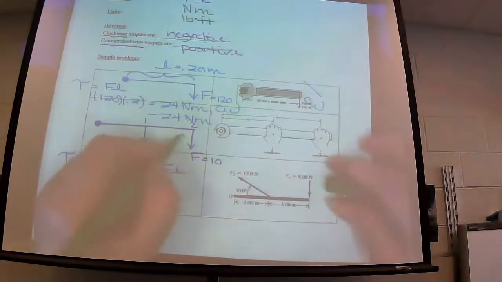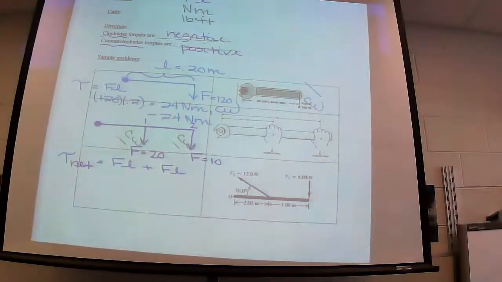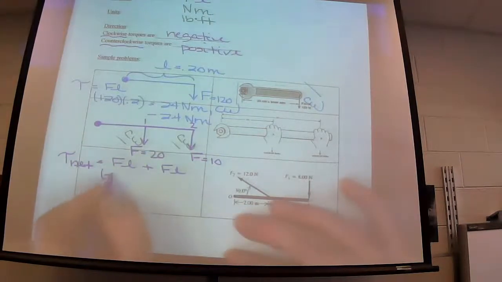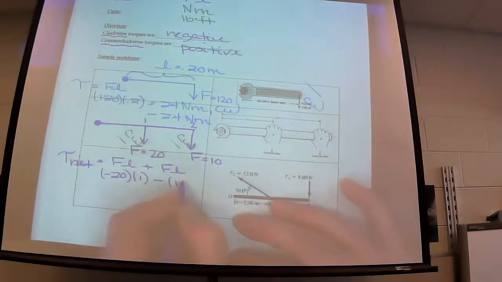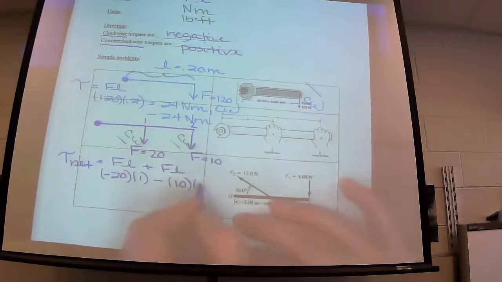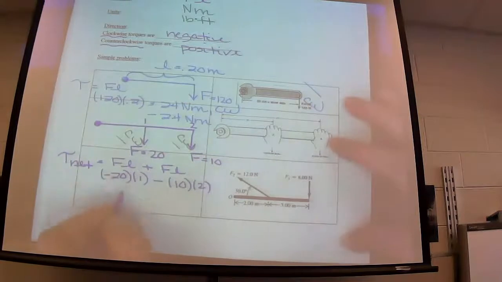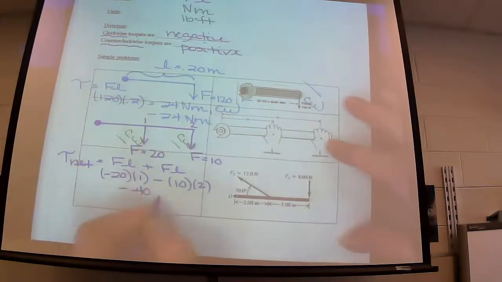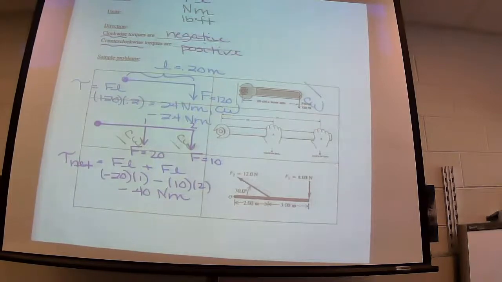So I do clockwise, clockwise, and I say clockwise things are negative. So I'm going to plug in the negatives. So negative 20. How far is this force from the pivot point? 1. Instead of saying plus, I'm just going to put minus 10. And he is 2 from the pivot point. Negative 20 plus negative 20 is negative 40 Newton meters. That is the net torque produced, or 40 Newton meters clockwise.